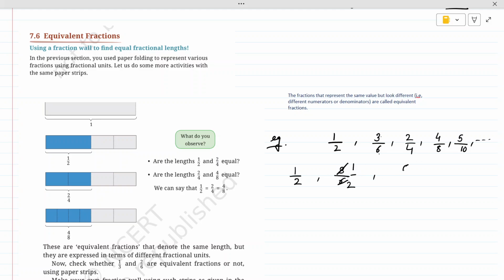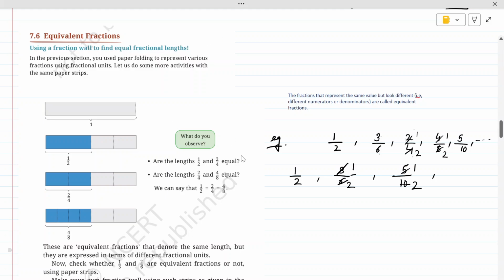I'm picking 5 by 10 here. This is 5 into 1 is 5, 5 into 2 is 10. Again, it is giving us 1 by 2. 4 by 8, if you simplify, again the same. If we divide by 2 for the others, here we are dividing by 4. So, all these fractions have the same value, but they have different numerators and denominators.